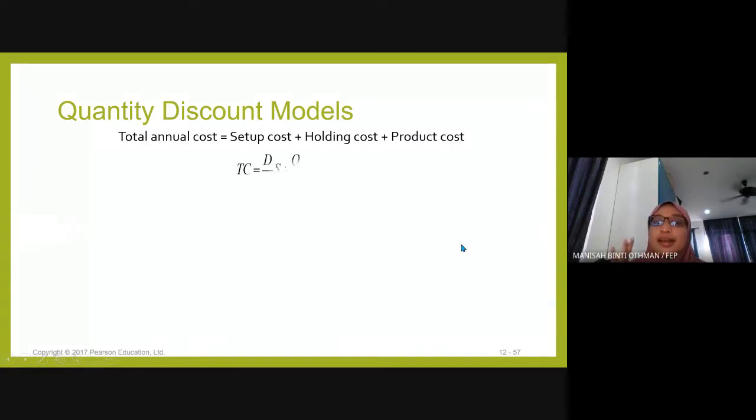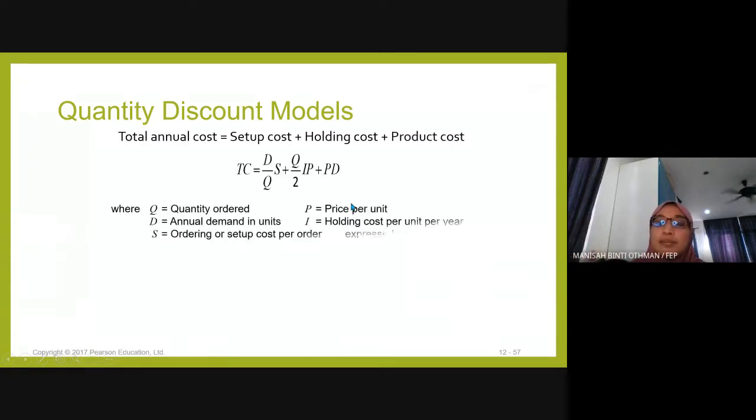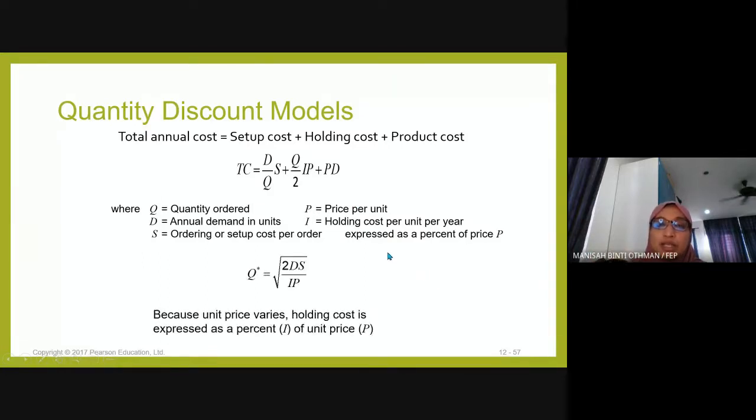Because the carrying cost is given as a percent of the price or unit cost, the formula is quite different. But if the carrying cost or holding cost is given directly, it means it's fixed for every unit. No matter how many units you buy, the holding cost is the same per unit. So you don't have to use IP, just use H.